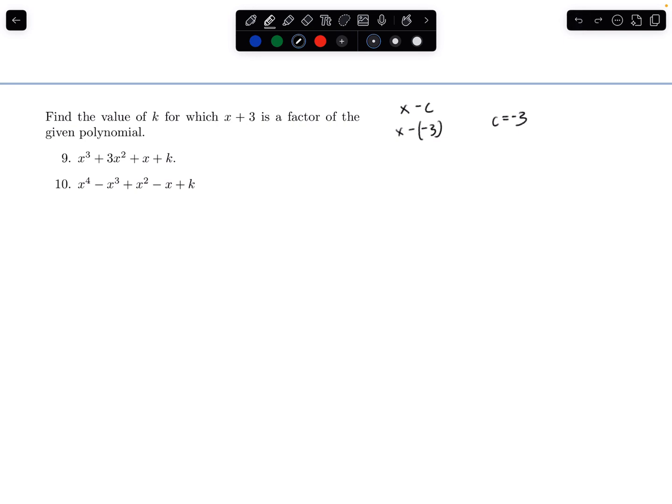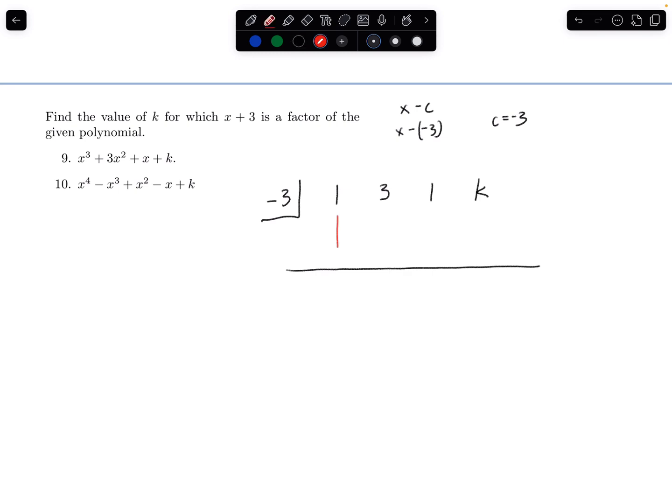So that means I'm going to run my synthetic division here. Okay. This is negative 3. That goes in the box, right? And I'm going to write my coefficients. Coefficients are 1, 3, 1, and the last one is k. K is the coefficient. Okay, got my line. I'm going to run the algorithm.